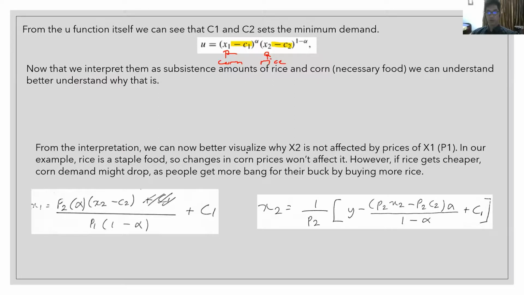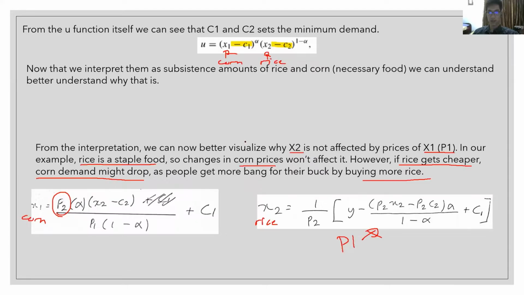From the interpretation, we can also better understand why X2 is not affected by the price of X1, P1. This is because, in our example, rice is a staple food, so it is not changed by the changes of price of corn. However, if rice gets cheaper, corn demand might drop as people want to buy more rice. So here we can see X1, which is corn, is affected by the price of rice, while X2, which is rice, is not affected by the price of corn, which is P1. There is no P1 in here.